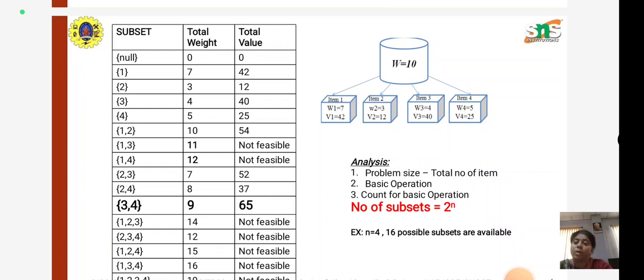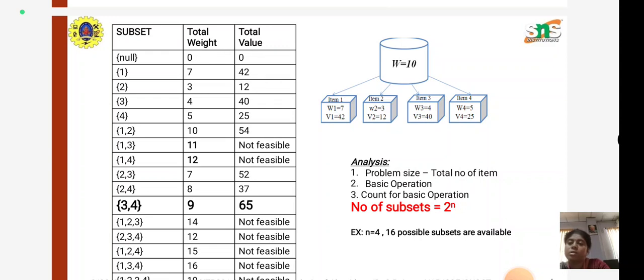After three-item combinations we go for the four-item combination. If I take all the items, the total weight is 7 plus 3 is 10, and 4 plus 5 is 9, totally 19, which is greater than 10, so it is not feasible. We eliminate the not-feasible solutions. Among the feasible solutions, we check which has the highest value. Here we have 65 as the highest value.